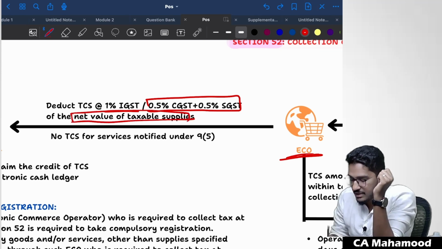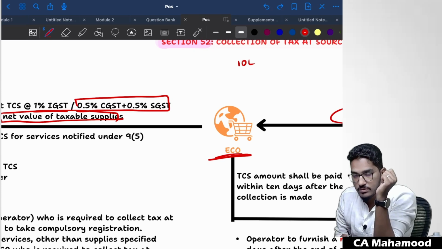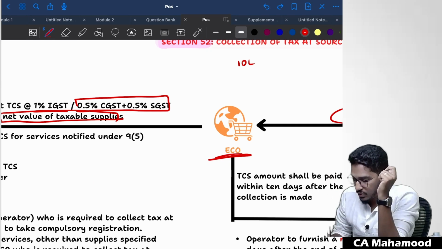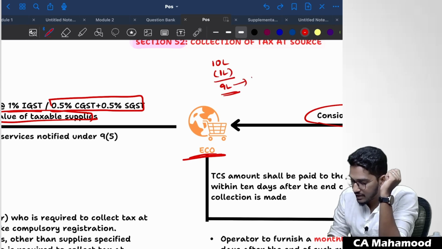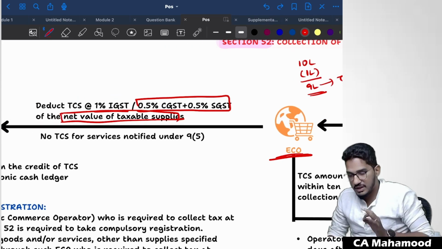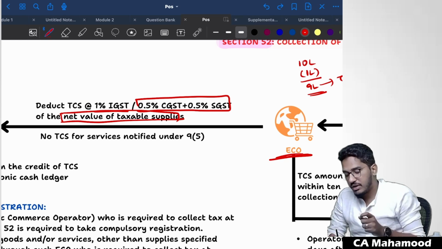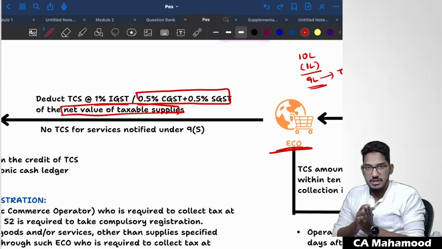Sir, what is this net value of taxable supply? For example, this supplier has made 10 lakh rupees of supply through this e-commerce platform. Some items will be returned also. For example, if you place an order on Amazon and you don't like it, you will return it also, no? So through the e-commerce operator, this supplier has made 10 lakhs worth of supply. Out of that, returns worth 1 lakh have happened. So on the net 9 lakhs only, this TCS amount will be collected. That is the meaning of net value of taxable supplies. So the e-commerce operator will deduct TCS at the rate of 1% IGST if it is an interstate supply. If it is an intrastate supply, he will deduct 0.5% CGST and 0.5% SGST of the net value of taxable supplies.